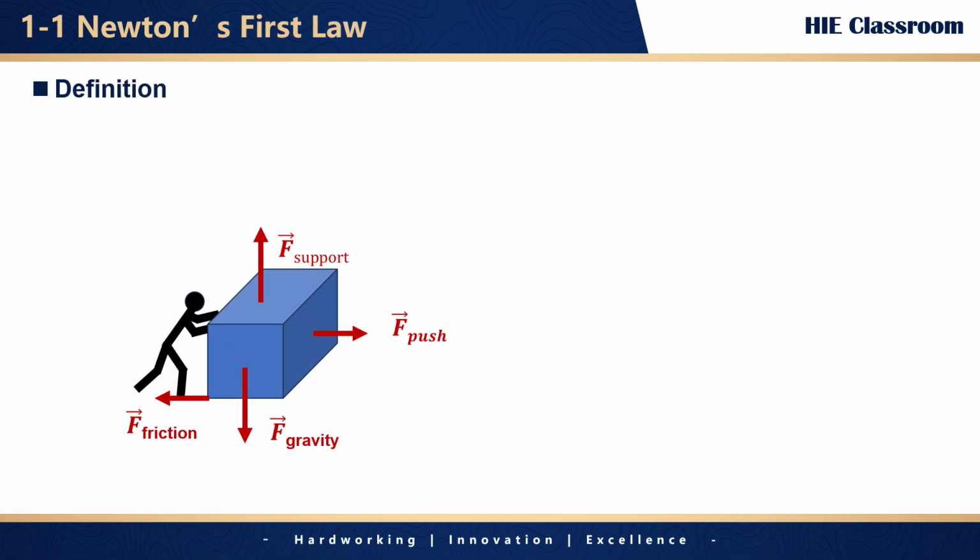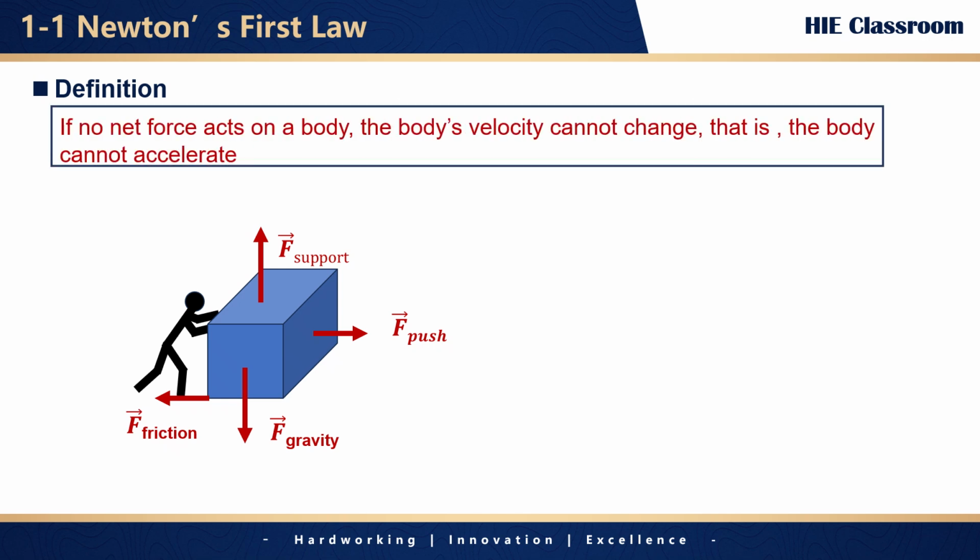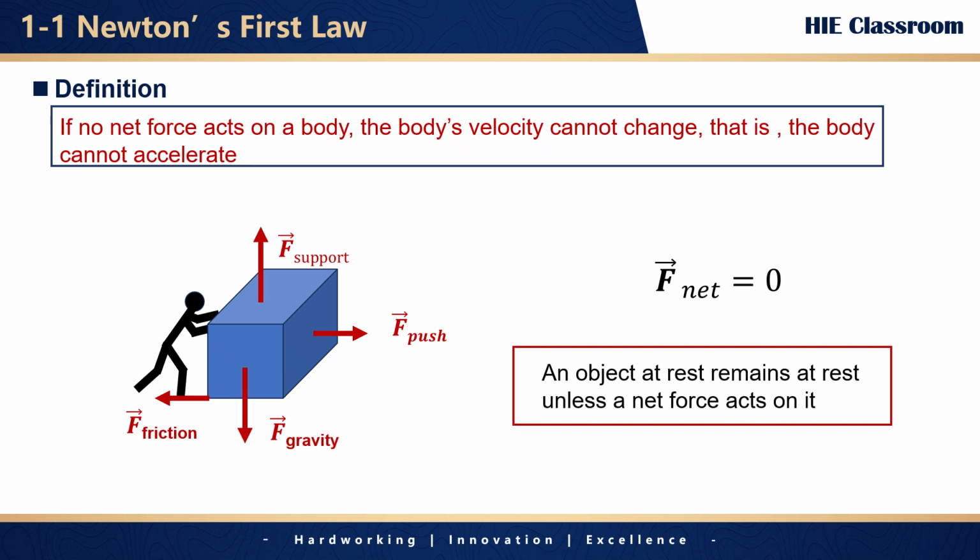Okay, now let's talk about Newton's first law. It says that if the net force acting on an object is zero, then its velocity does not change. In other words, an object at rest will stay at rest unless a net force acts on it. It's important to note that there can be multiple forces acting on an object, but as long as those forces balance out, so that the net force is zero, there's no acceleration and the motion doesn't change.